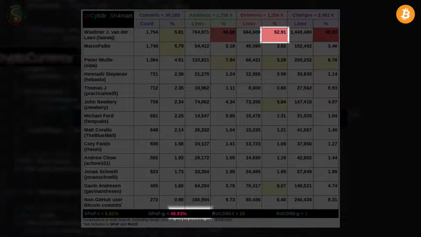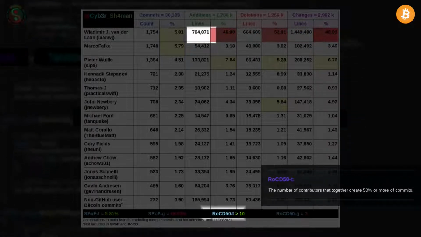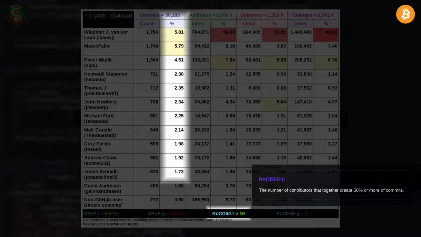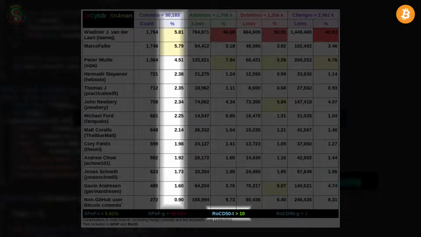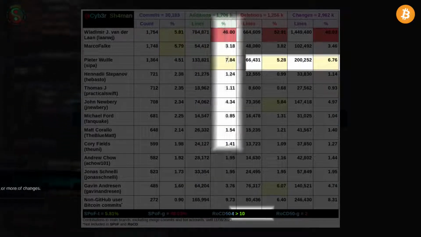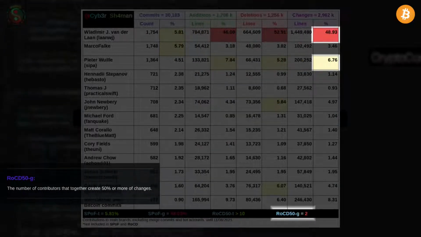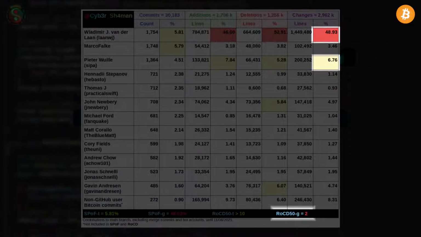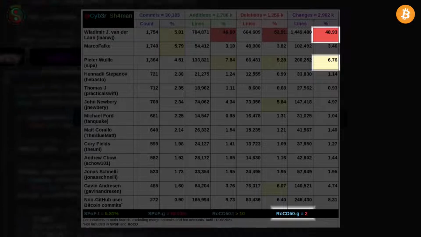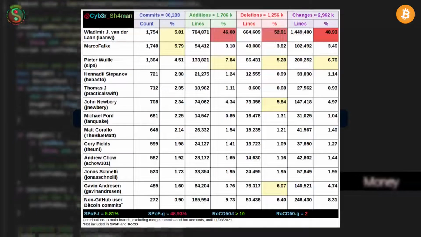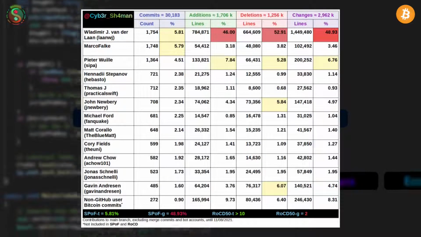But the 2 other metrics, ROCD50T, or the number of contributors that together create 50% or more of commits, is more than 10, which is high and desirable. But ROCD50G, or the number of contributors that together create 50% or more of changes, is 2, which is very low and undesirable. It is definitely a negative point when analyzing the big picture.